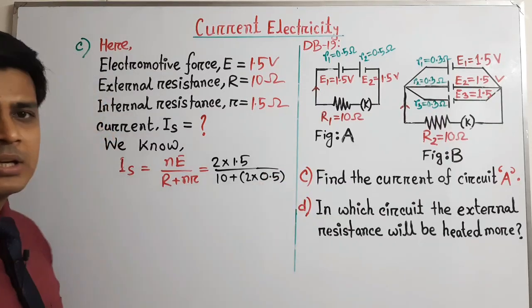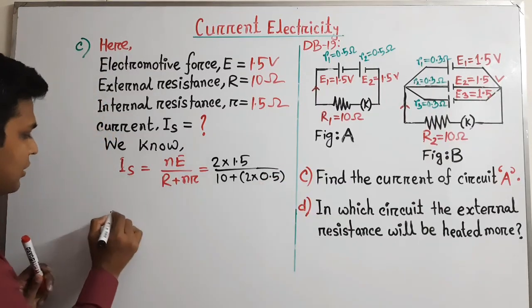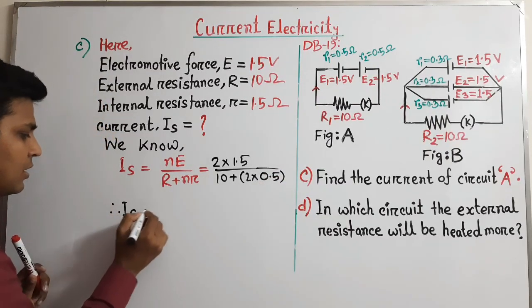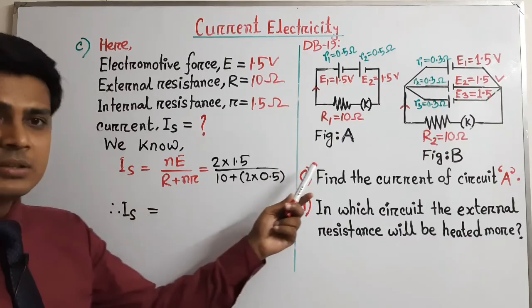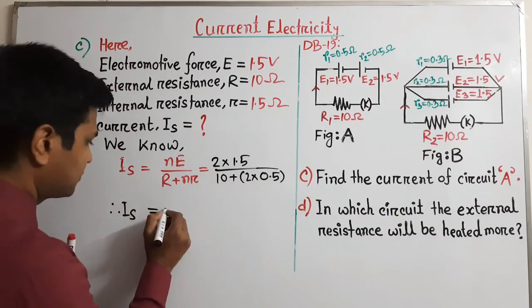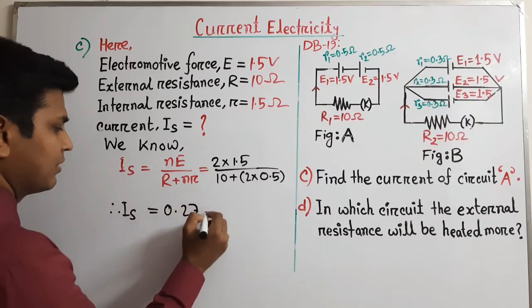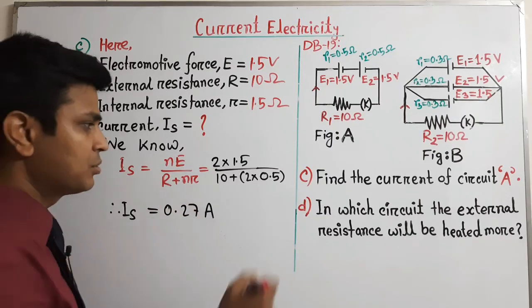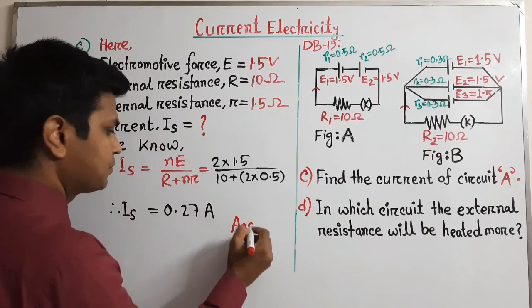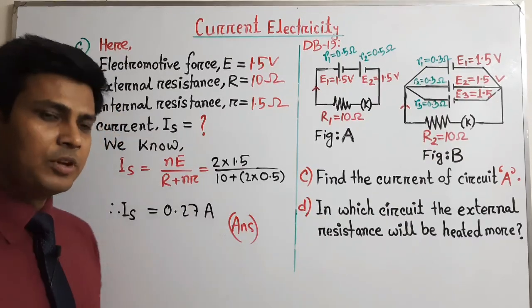Now if we calculate it, after calculation we will get the answer. The current of the circuit A is 0.27 ampere. So this is the answer of question number C. I hope all of you have understood.